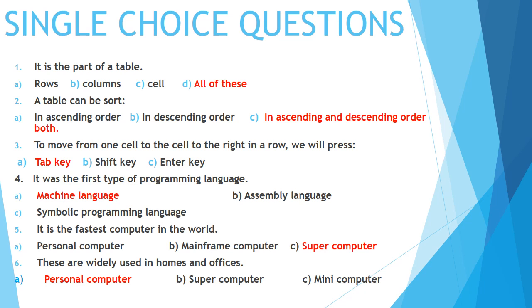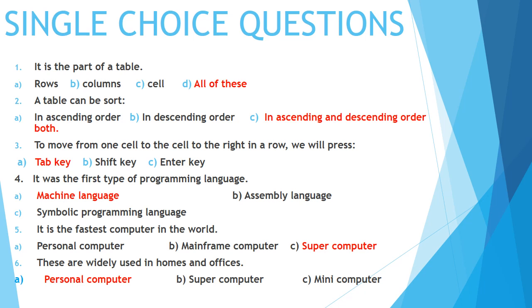First question. It is the part of a table. Rows, columns, cells, all of these. Yes, all of these, because rows, columns, cells, these all are the part of a table. The correct answer is colored in red. You can see here, I chose these all in the red color.